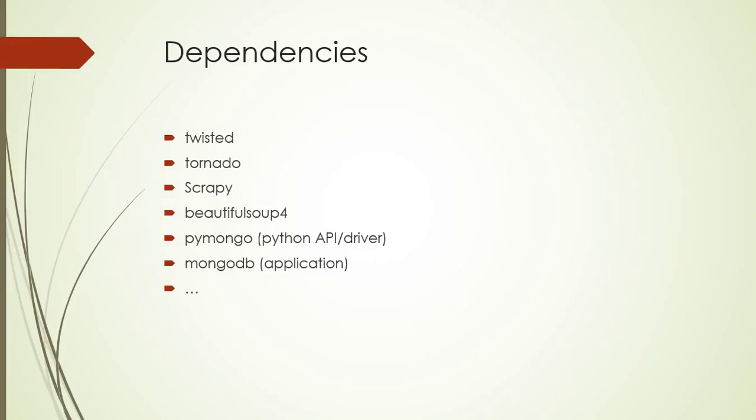So here are some of the main dependencies for Inspector. You have the Twisted framework, which Scrapy uses, Tornado, which I use as a web server here, Scrapy of course, Beautiful Soup, which is an HTML parser, PyMongo, which I use as an API to the Mongo database, and of course the actual Mongo database application. There are other dependencies which I will have listed in the README file and report.